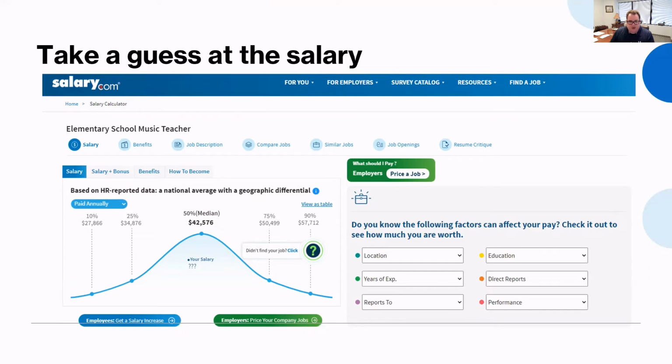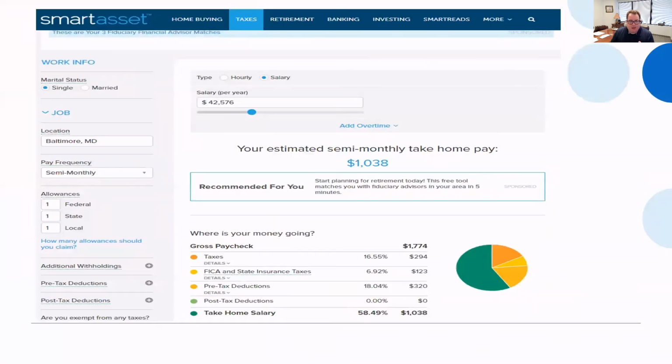So the next exercise to do is head over to Smart Asset, and they have some great tools. One of those is a calculator for an estimated take-home pay. So I've taken that salary from salary.com and entered it in here. And on the left-hand side, you can't see it here, but I've put in some expectations about pre-tax deductions. Depending on what your career is, you may have a copay for your health insurance. You may have a copay for maybe even dental and vision.